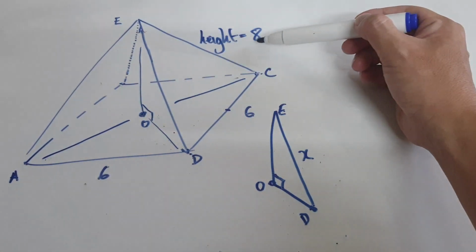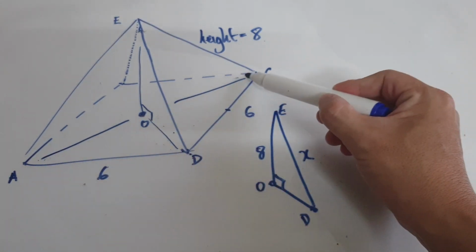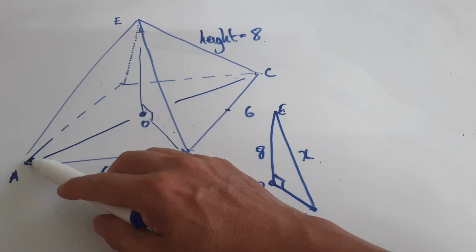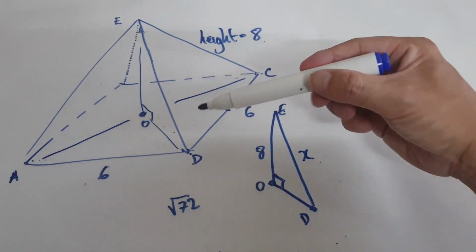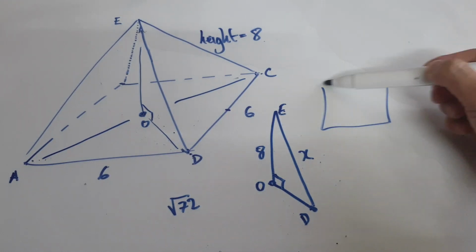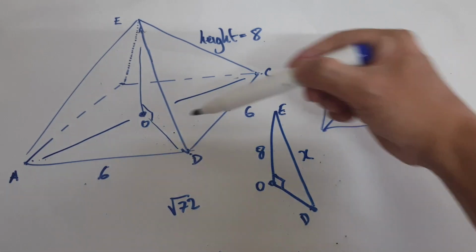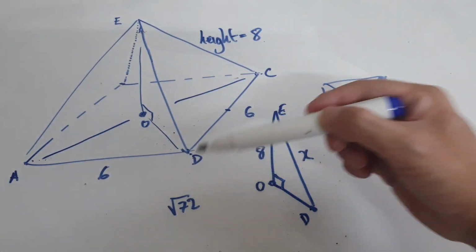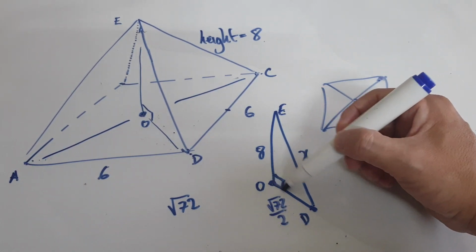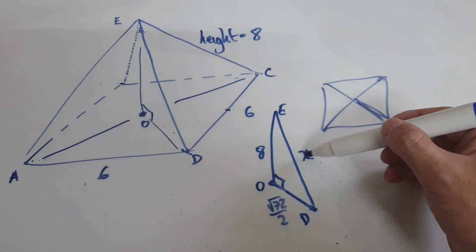The height of the pyramid is 8. And this length here is half of AC. So earlier, AC, we worked it out to be root 72. So from here to here is root 72. That means from here to here is root 72 because it's a square. So if you just want this length here, it would be half of this. So this length here would be root 72 divided by 2. That's this length from the center to here. Anyway, use Pythagoras on this to work out x.